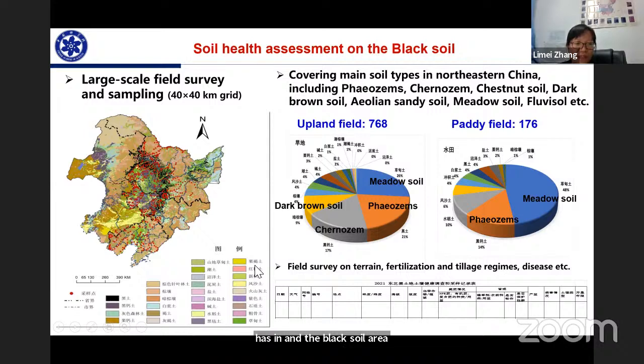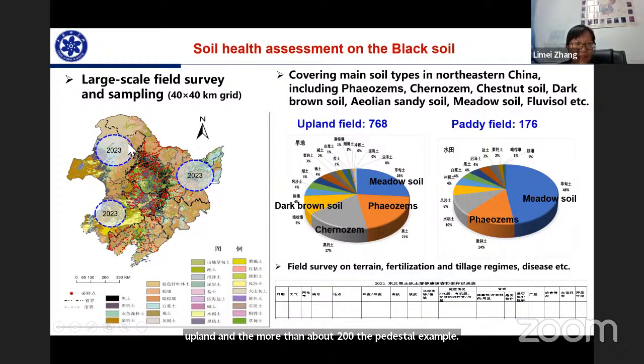We started this work 3 years ago. At the beginning, we carried out a large-scale field survey and sampling. For the last 2 years, we got almost 1,000 soil samples, including 700 upland and about 200 paddy soil samples. And we collected another 500 samples from these 3 areas, but we have not got the data at the moment. So today I only show the data from the last 2 years from these red points.